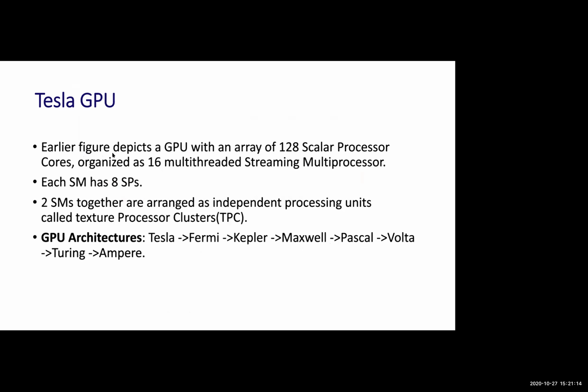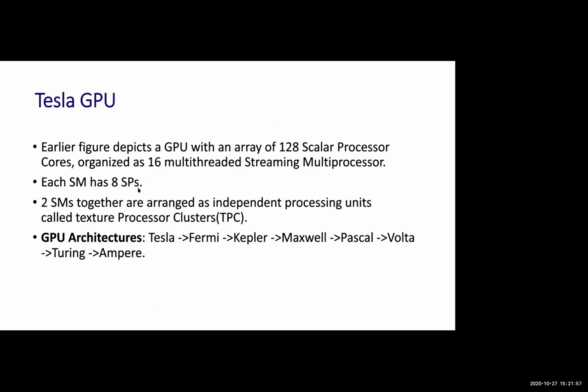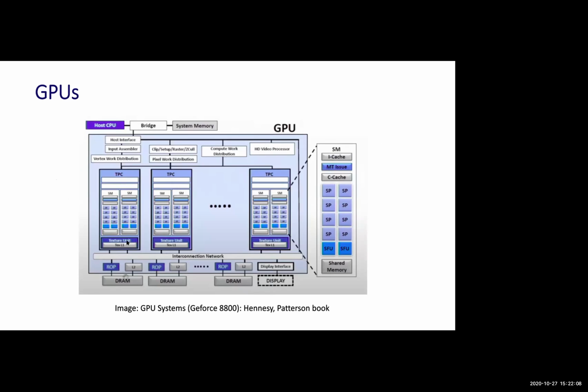The earlier figure depicts the GPU with an array of 128 scalar processors and 16 streaming multiprocessors. That means 8 TPCs, 16 SMs in total, and each streaming multiprocessor has 8 scalar processors. So 16 times 8 gives 128 scalar processors in the GeForce 8800 Tesla GPU. Each SM has 8 SPs, and two SMs together are arranged as an independent processing unit called a texture or thread processing cluster.